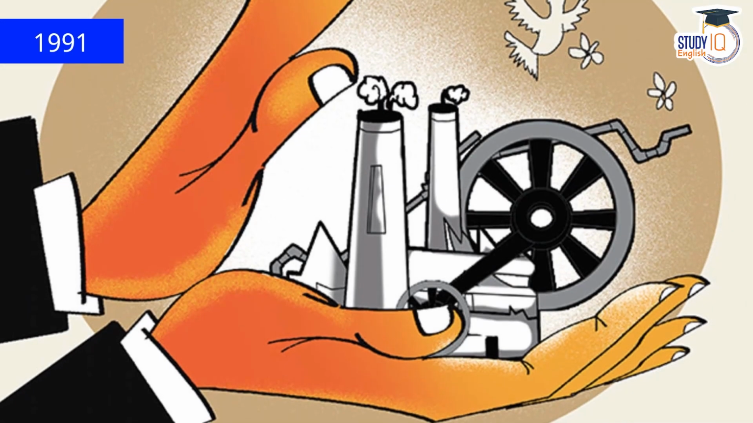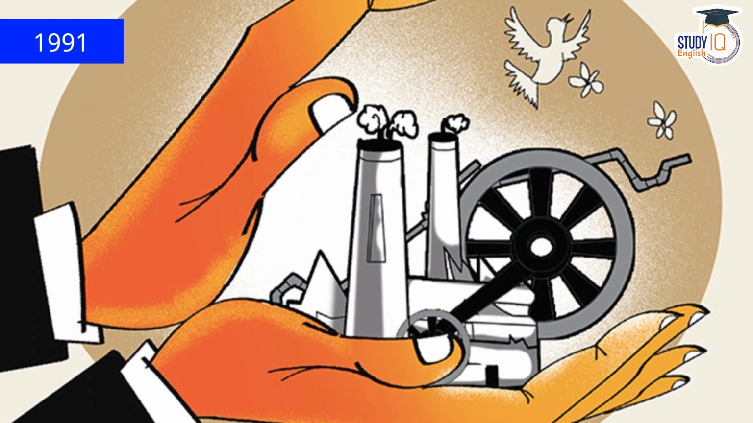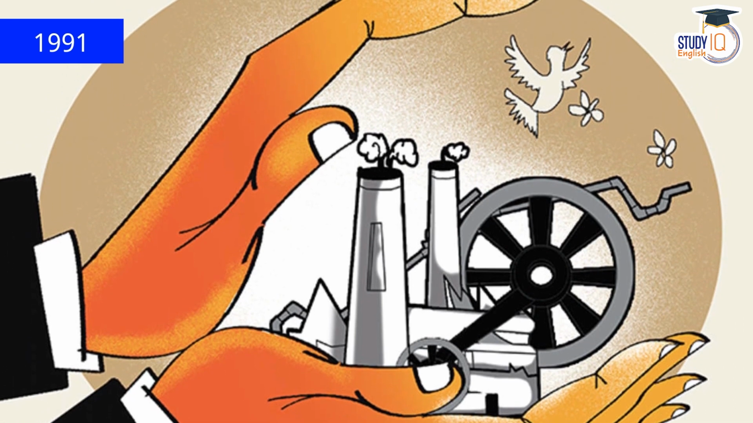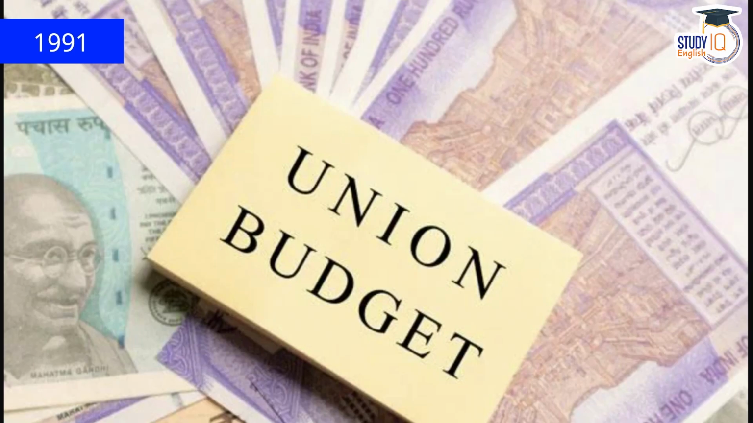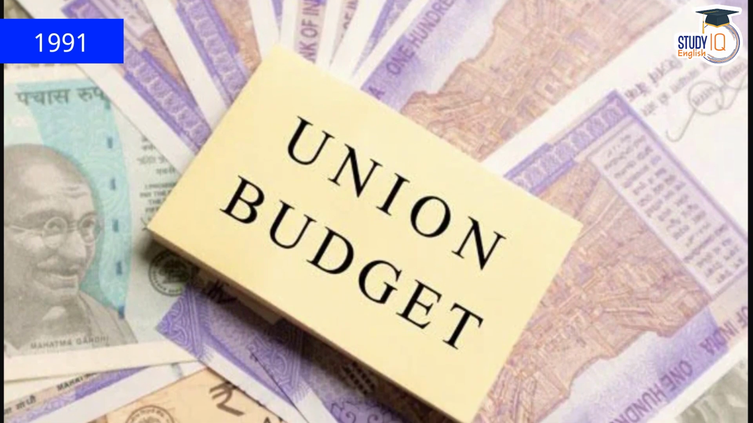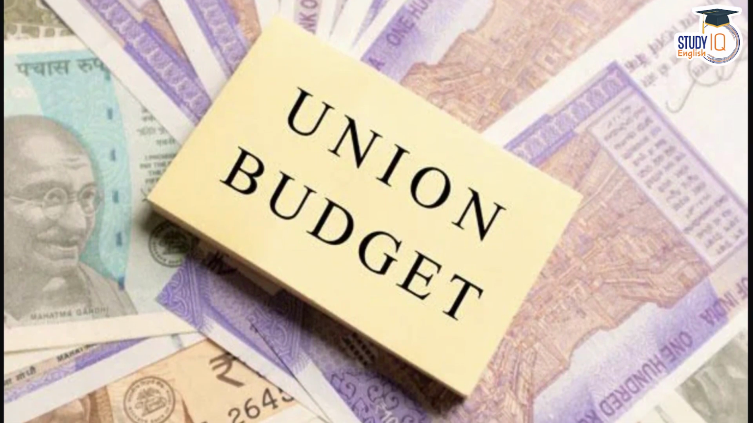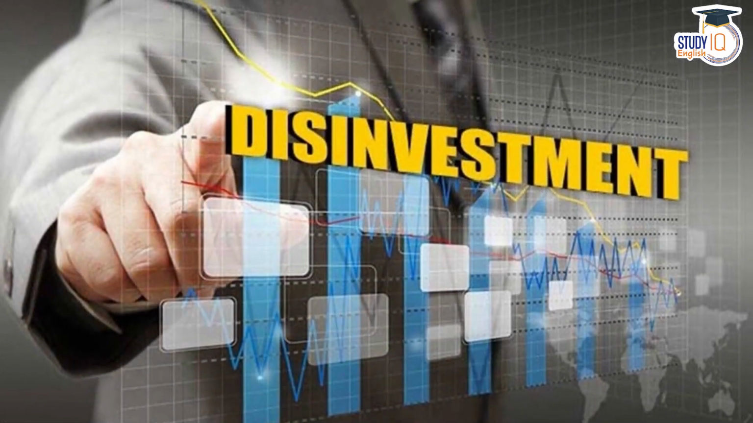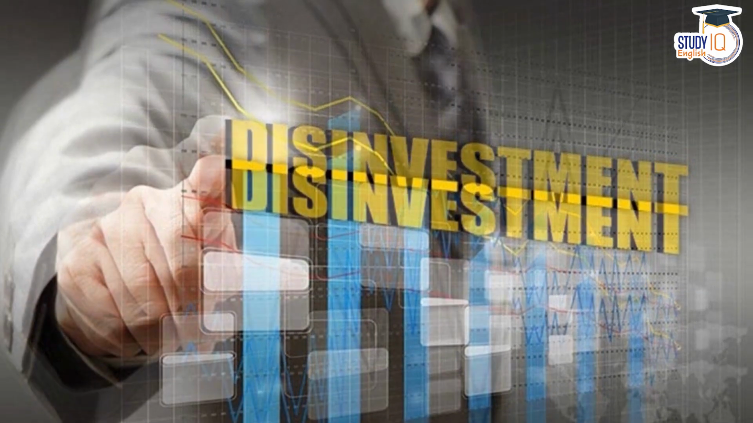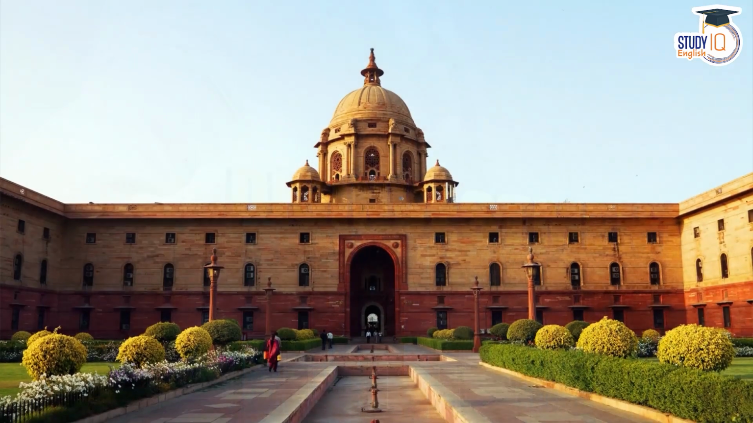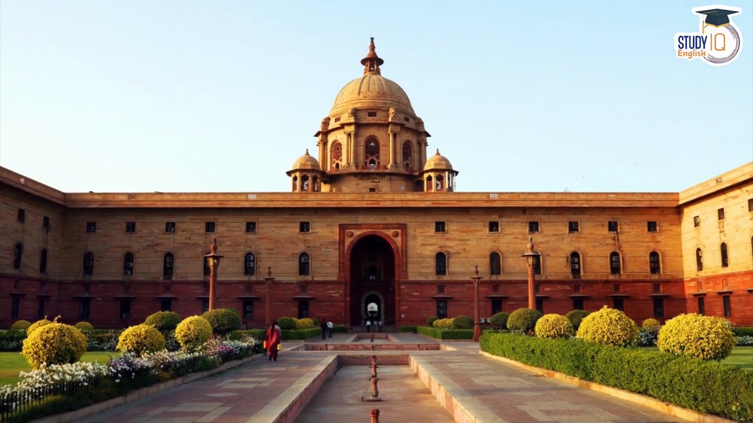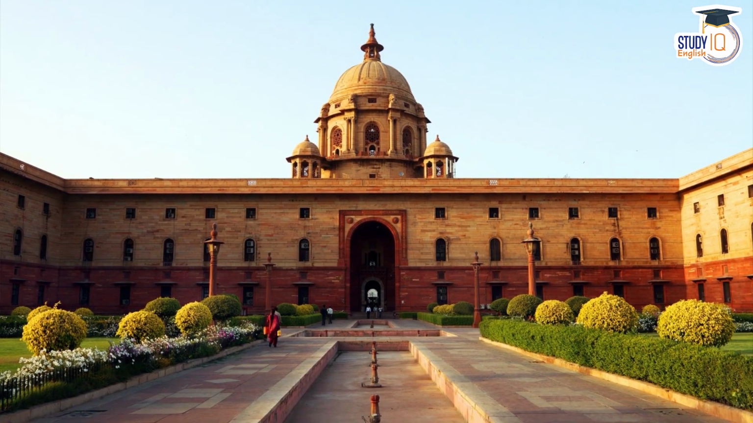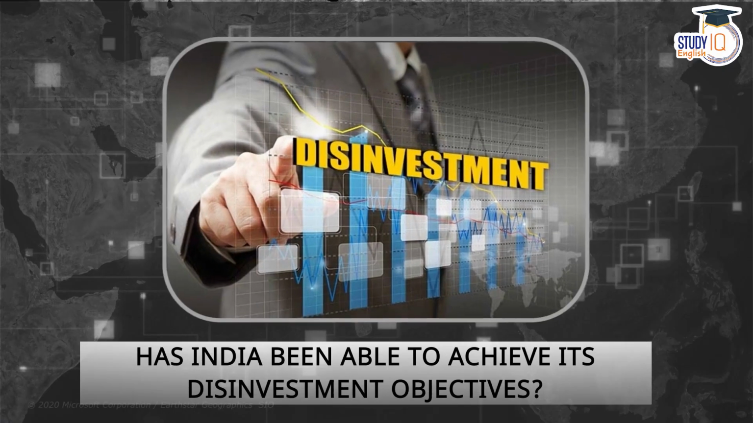This way, the 1991 disinvestment policy became an important policy for the Indian economy, the targets for which are announced by the government every year in its union budget. For example, in the financial year 2022-23, the target was 65,000 crore rupees. More than the target, it is important to know what the benefits of disinvestment are for the government. Has the government achieved what it had intended to with its disinvestment policy? Let's find out in the next section.